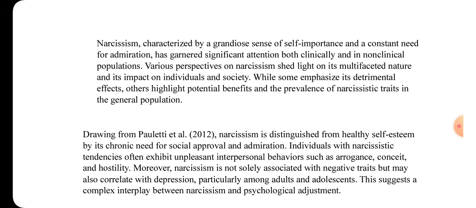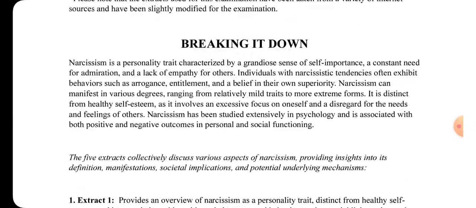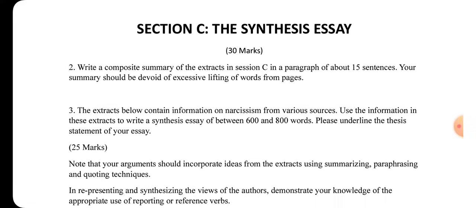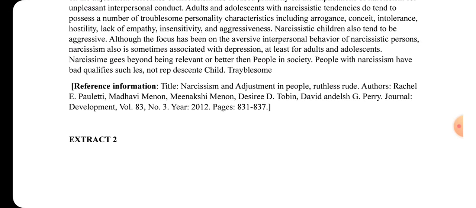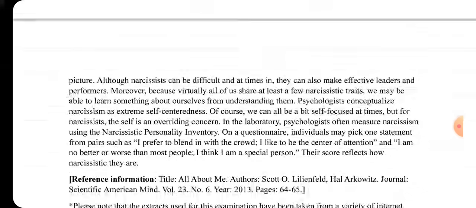So I'm going to now write the developmental paragraph. This is how I am going to go about it. You look at extract 1. When you go through extract 1, the writers are many. There are multiple writers, that is authors. We have Rahel E. Poloeti. We have Madhavi Menon. We have Minak and Menon. And we have Desari D. We have Tubin David. And then we have Perry. So these people are all the writers. They are more.